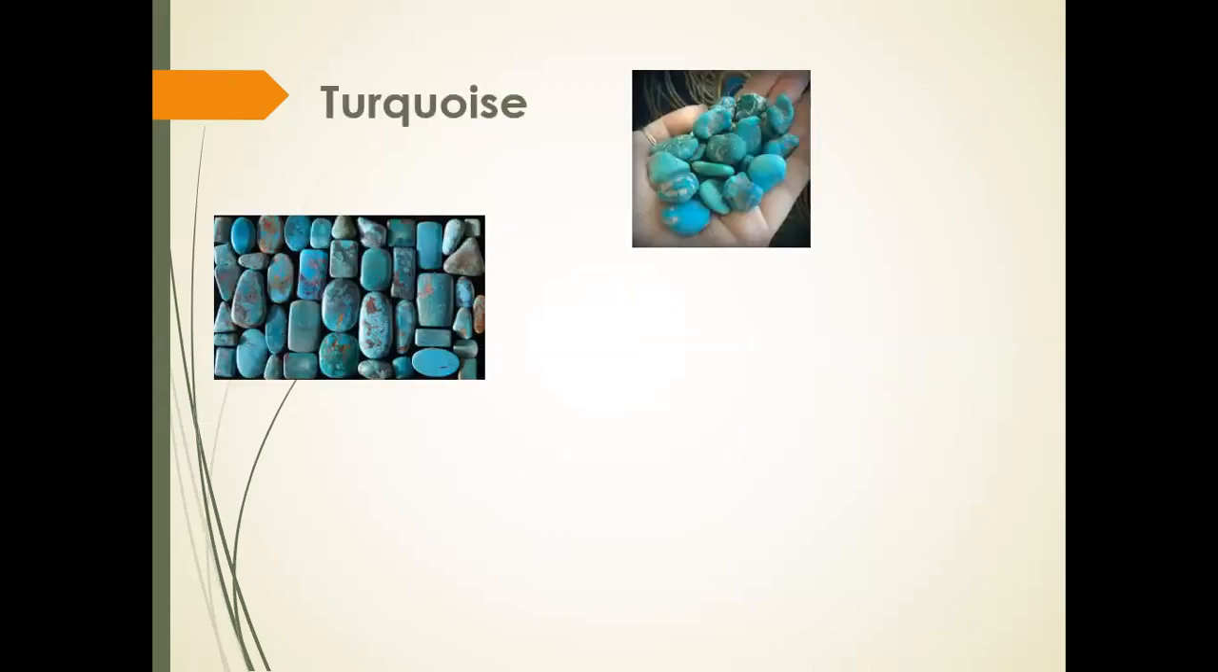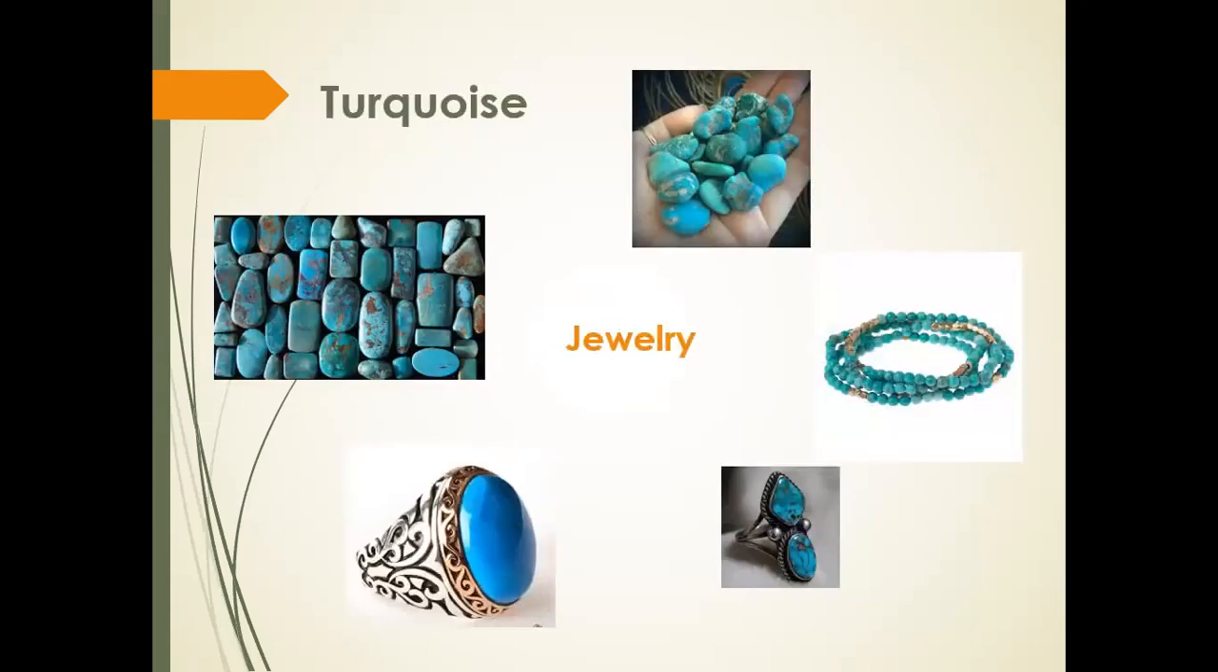Okay. Then the turquoise, it's the last thing. It's very beautiful in color. Can you see the bluish and the greenish color in it? So we use it in making jewelry.